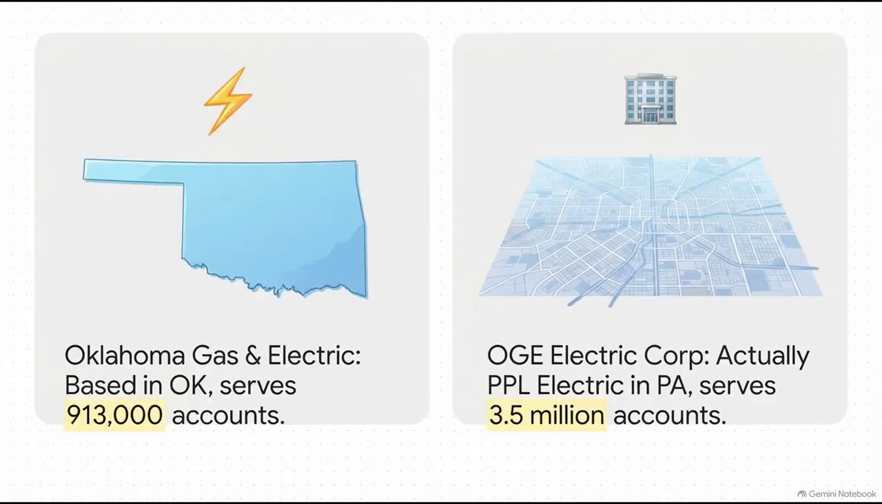Now, before we actually get into the steps to find it, we need to clear up a massive point of confusion. Archival datasets out there constantly confuse Oklahoma Gas and Electric, which serves about 913,000 accounts across Oklahoma and Arkansas, with OGE Electric Corporation. That second one is actually PPL Electric Utilities, and they serve 3.5 million customers all the way over in Pennsylvania. Mixing these two up can lead to critical payment routing errors and just huge headaches, so make absolutely sure you're dealing with the Oklahoma-based entity.